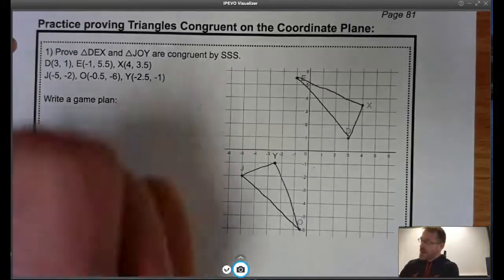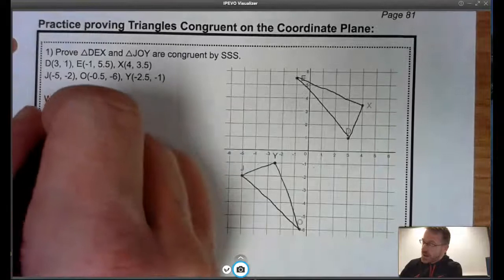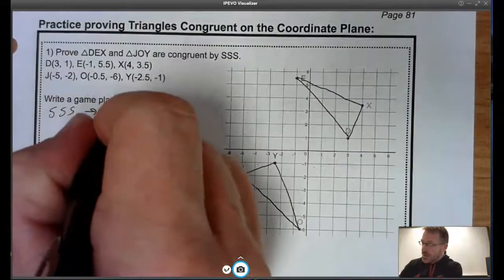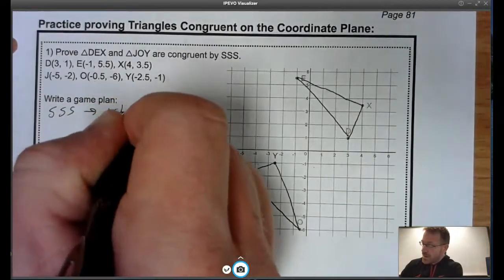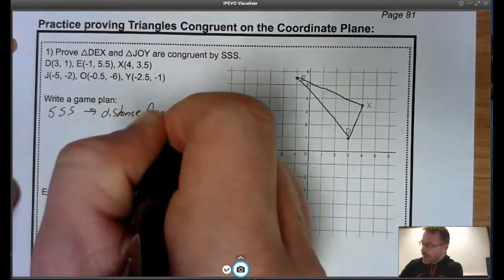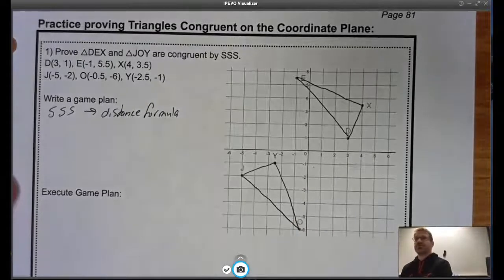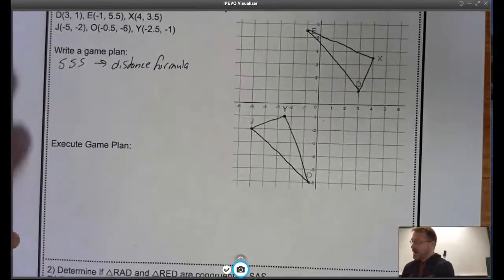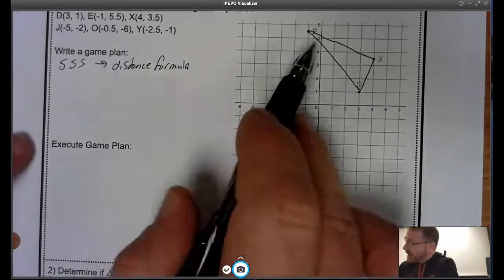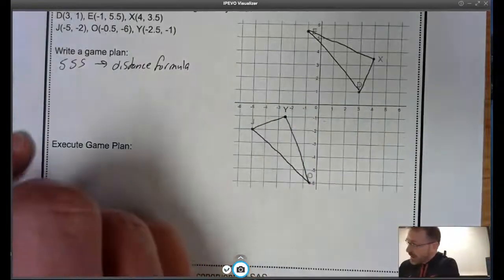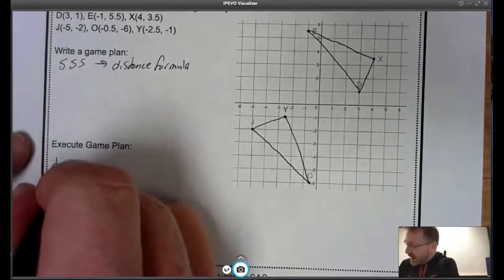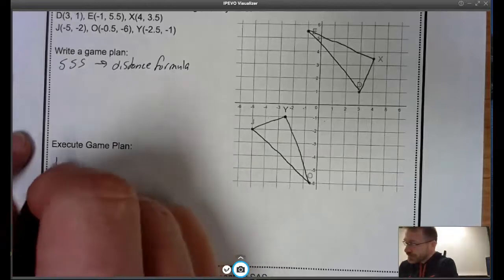And so when we think about our game plan, when we do side, side, side, it's really just going to be the distance formula over and over again, 6 times. So 3 here, 3 here. All right, so let's just go ahead and get started. Let's just start up here.